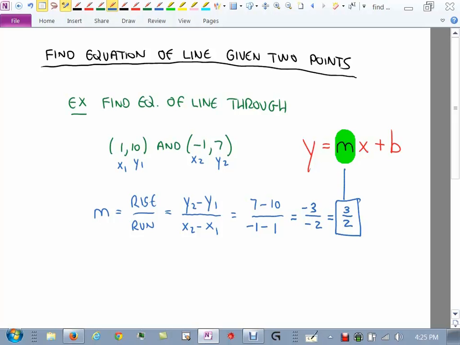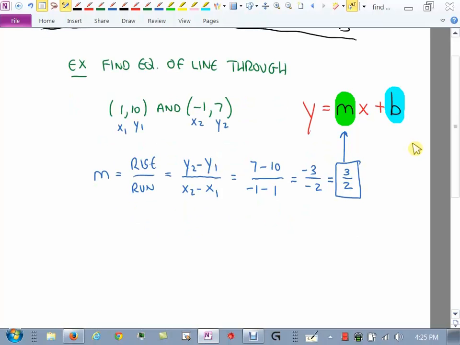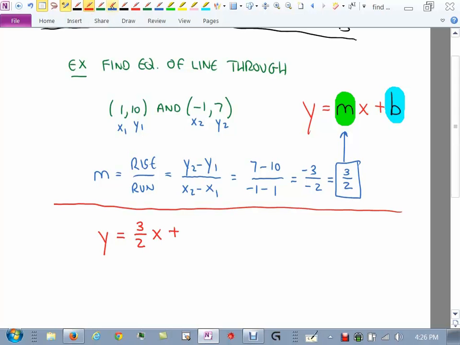So I know what m is, don't I? The only thing I don't know right now is b, right? My y-intercept. So now I'm going to go get that. I'm going to go get b. And here's the way I'm going to get b. Any questions? To get b, I'm going to write down what I know so far. I know that y equals 3/2 x plus the b that I'm trying to find, right? That's what I know.